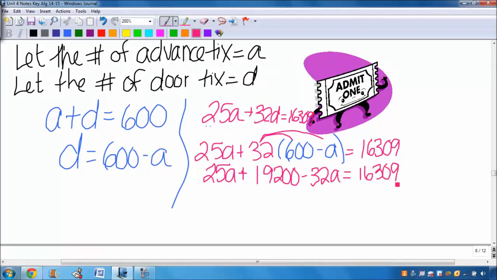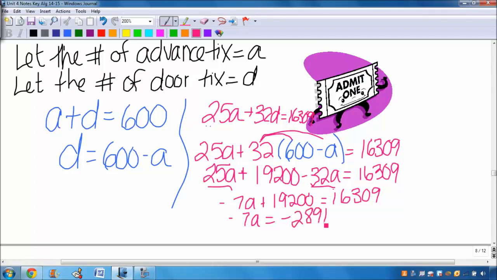Okay, combine your like terms, you end up getting negative 7A plus 19,200 equals 16,309. So then you end up getting negative 7A equals, subtract the 19,200 from both sides, you get negative 2,891, divide both sides by negative 7, that means that A equals 413. So 413 tickets were sold in advance, okay?